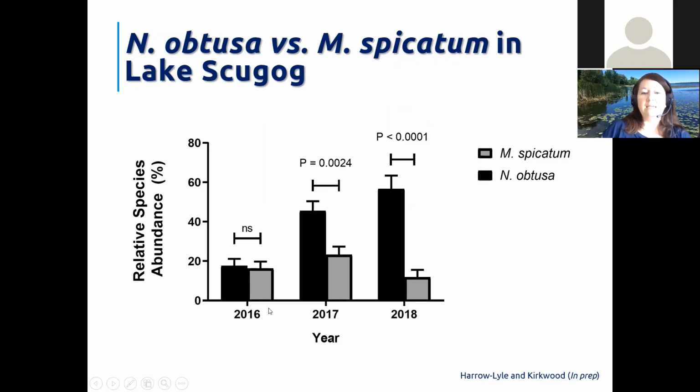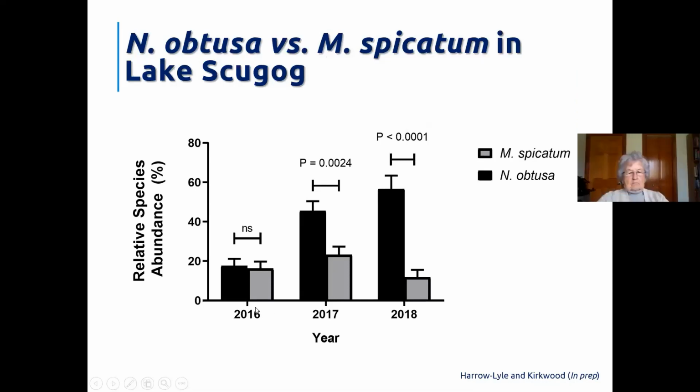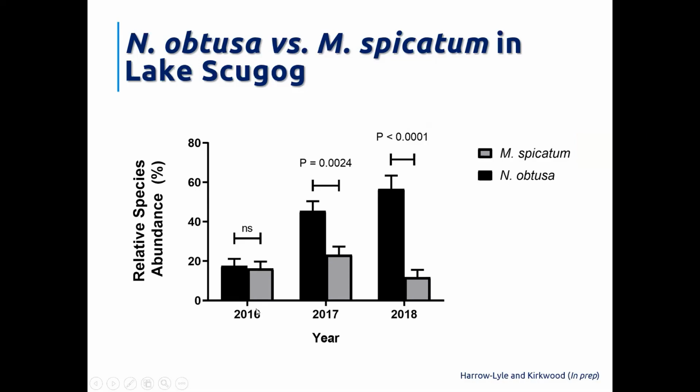So 2016, who knows when starry stonewort first came to the lake. I don't know if Jenny Carosi and Josh Steenfond are in the Zoom call right now, but we definitely want to figure this out. We want to find out when starry stonewort first came into Lake Scugog. But certainly back in 2016, there was probably basically equal abundance.